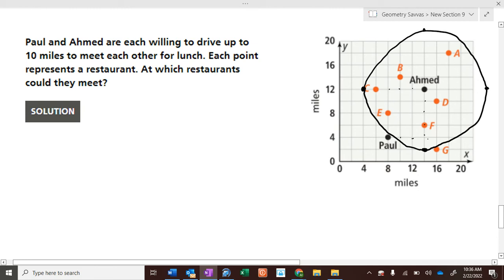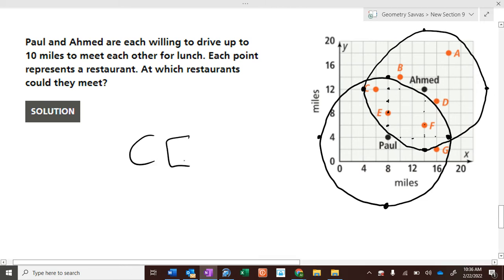1, 2, 3, 4, 5, 6, 7, 8, 9, 10. 2, 4, 6, 8, 10. Which restaurants are in both circles? C, E, and F are in both circles.